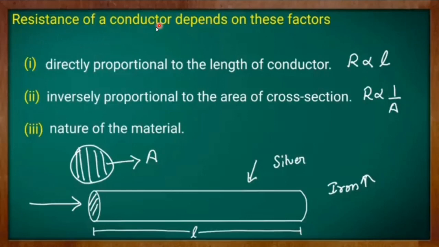Resistance of a conductor is directly proportional to the length of the conductor. So that means what it implies, children? R is directly proportional to L, isn't it? If the length of the conductor is more, then the resistance is also more, then the less amount of charges will flow through the conductor.